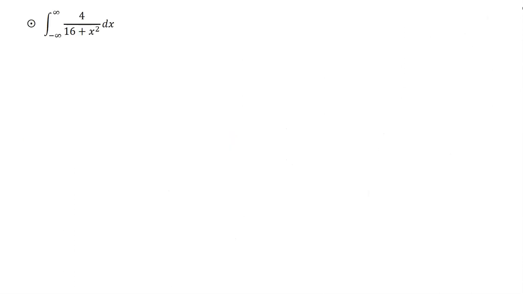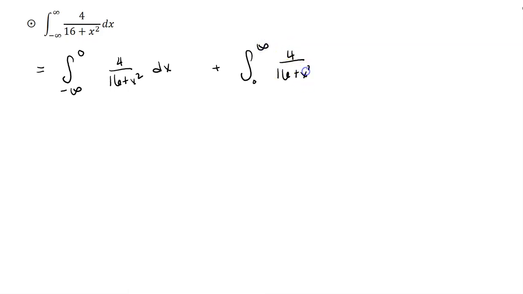This is an interesting example because we go from negative infinity to infinity. So I just need to pick a c in the middle to break this up. I want it to be something where the function is defined at that point. And I'm going to pick c equals 0 because 4 divided by 16 plus 0 squared, there's nothing wrong with that. So we'll make this the integral from negative infinity to 0 of 4 over 16 plus x squared dx, and the integral from 0 to positive infinity of 4 over 16 plus x squared dx.